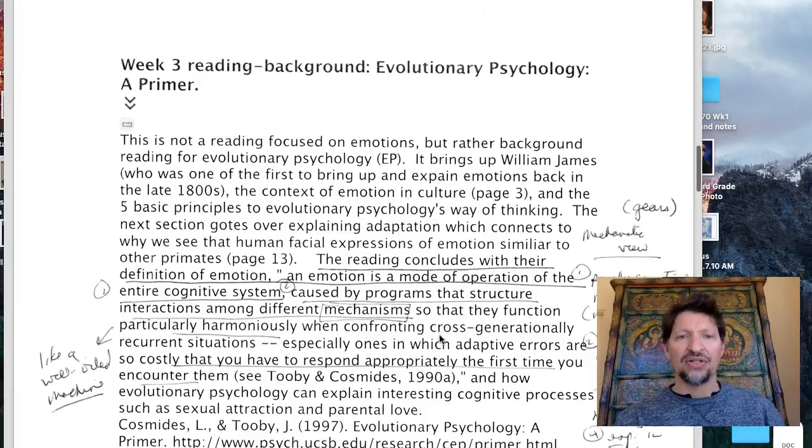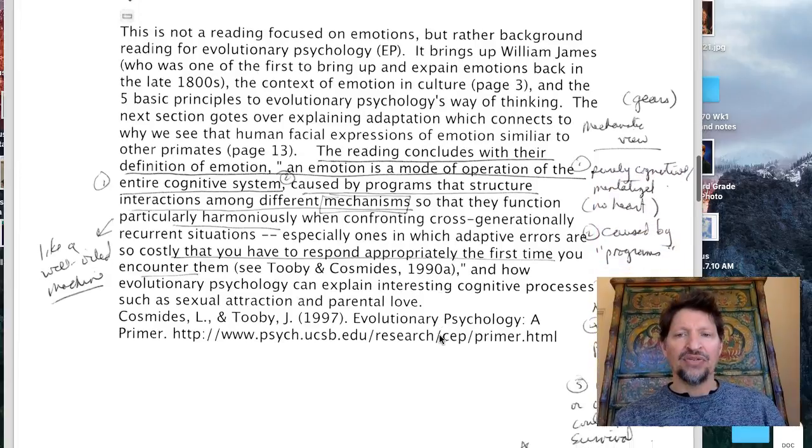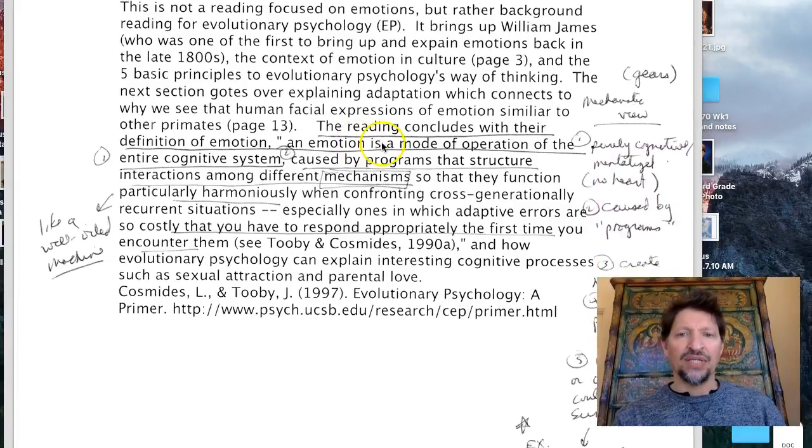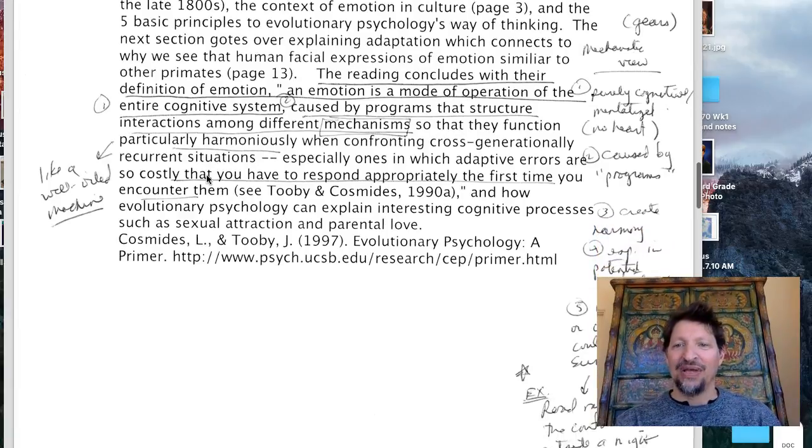Similarly, on this article, you'll see it, this primer also in your folder on that link. And you get the theme statement here. The reading concludes with our definition of emotion. An emotion is a mode of operation of the entire cognitive system caused by programs that structure interactions among different mechanisms so they can function harmoniously. And I'm just like, this is, again, a purely cognitive or mentalized view. There's not a lot of heart in it.